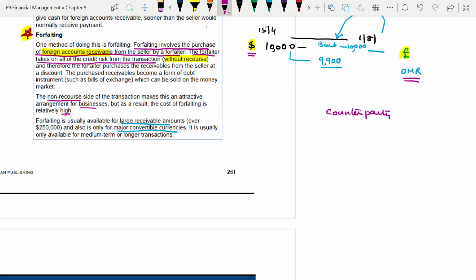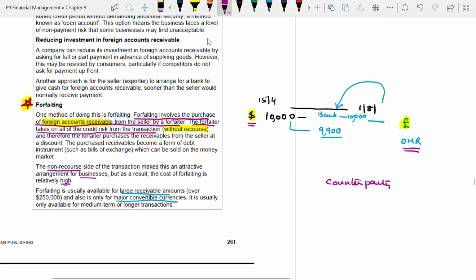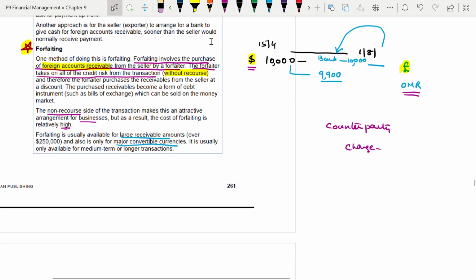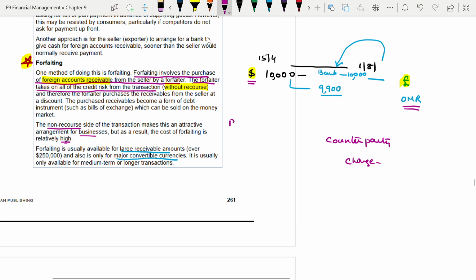If the counterparty defaults, the forfeiter will take the responsibility. If it is secured, the charge is only 100. If it is not secured, they will charge a higher amount. It is nothing but they will take into consideration the risk factor.